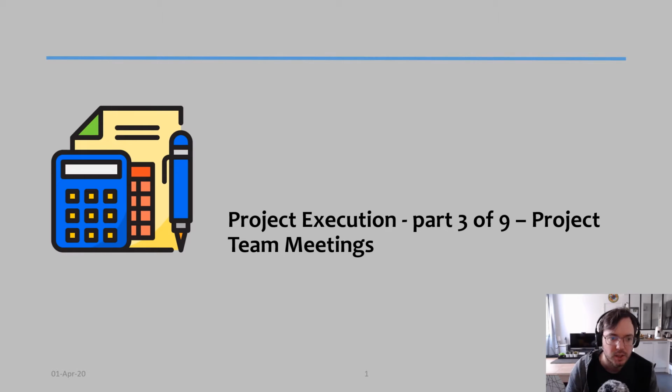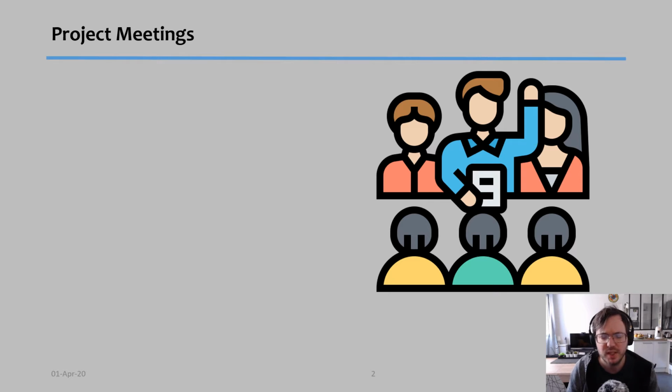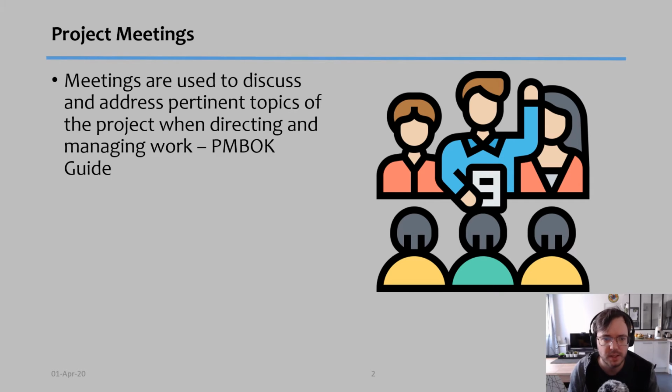On this video I'm going to talk about project team meetings. There are different types of meetings that a project can have. Meetings are used to discuss and address pertinent topics of the project when directing and managing the work. Meetings are an important part of project execution, and you will have a lot of them, as you probably already know. But there are two major types of meetings during a project.